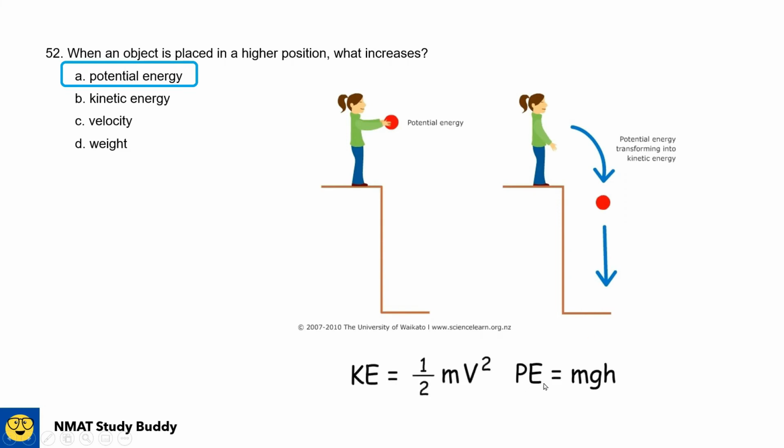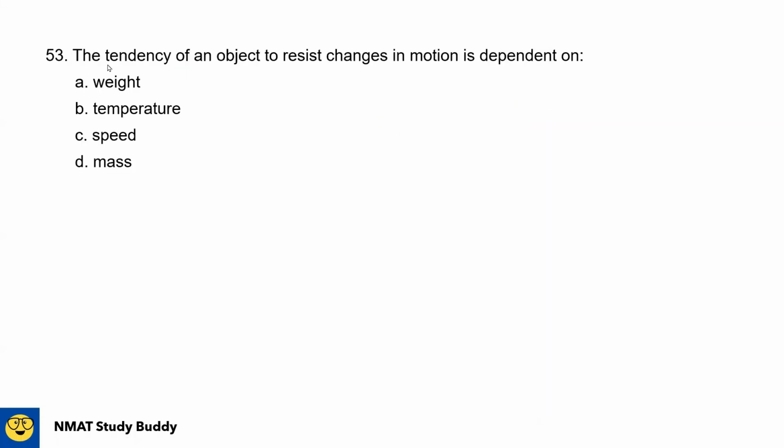As you can see here, yung value ng potential energy is equal to the mass times acceleration due to gravity times the height. So kapag mas mataas yung height or yung position ng ball, mas mataas din yung potential energy. And for the formula of kinetic energy, it is equal to 1/2 times mass times the velocity squared. Number 53, the tendency of an object to resist changes in motion is dependent on blank.